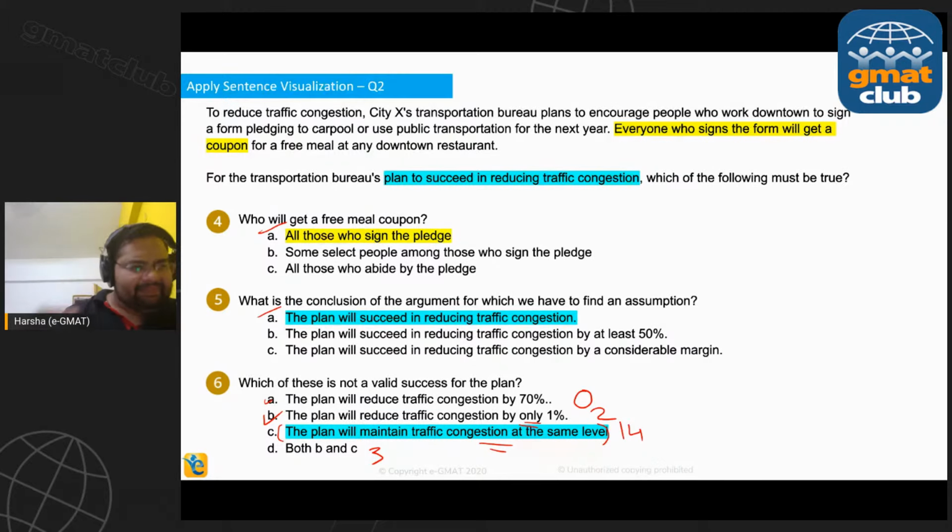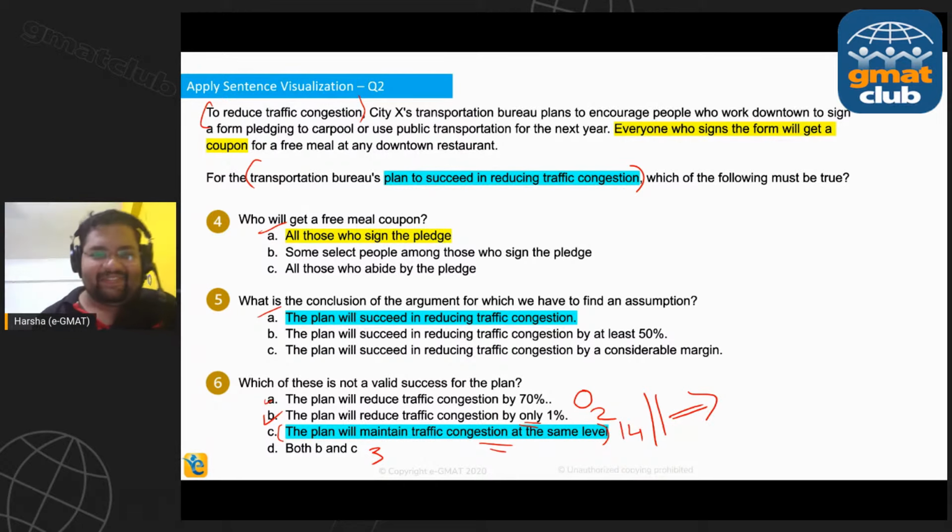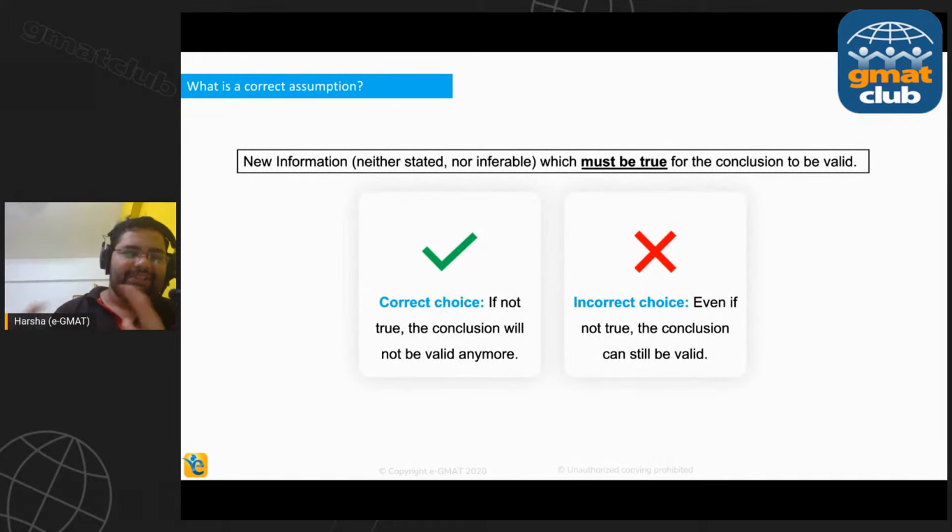And again, small things: despite understanding traffic congestion, if you still went wrong here, you have to ask yourself why. Only you can figure out the answer for that, right? To answer this question, you also need a good understanding of what an assumption is. I'm sure most of you are familiar with assumption, but let me give you that recap also.